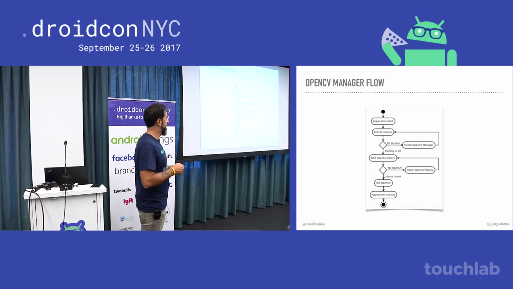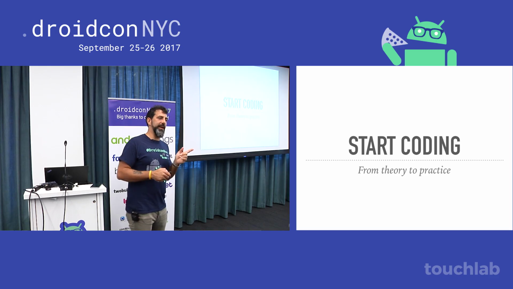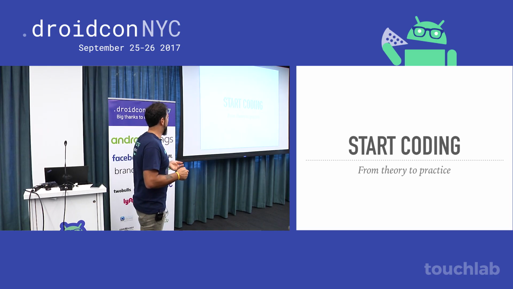When the application starts, you try to bind to a service. If there is no service, you install the OpenCV Manager. Otherwise, you search for the OpenCV library version that you need. If there is no OpenCV, the OpenCV Manager installs the OpenCV library for you, and then you get a single flow to the application activity that is less painful for the user. That's awesome. This is helpful, but it's a separate app. So what you pay is that the user will install two apps, but it's usually okay.